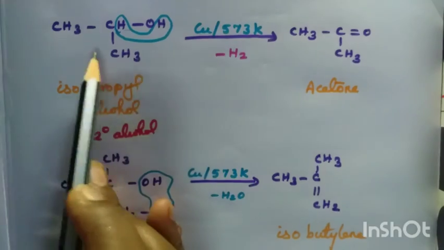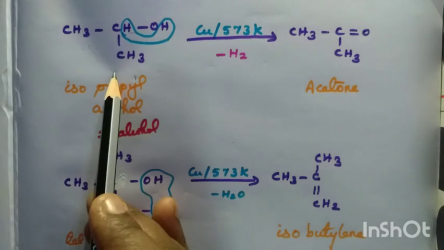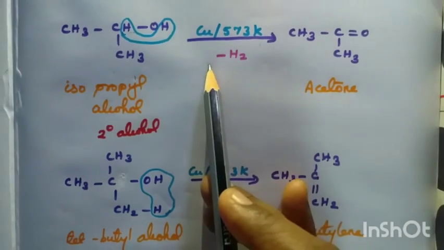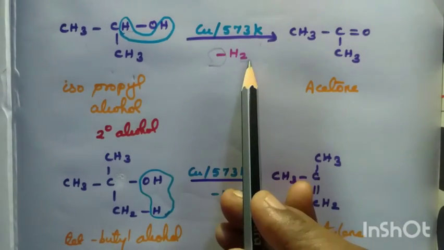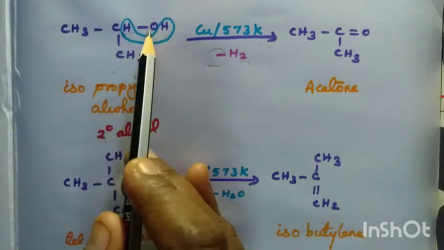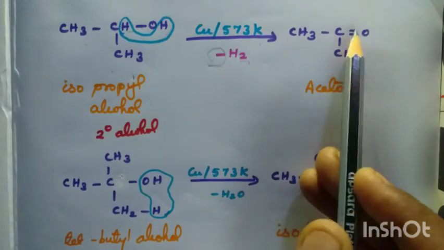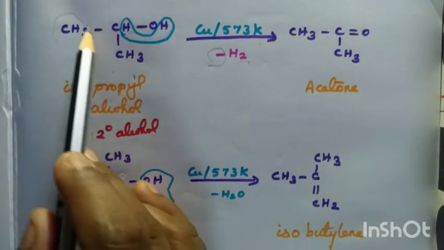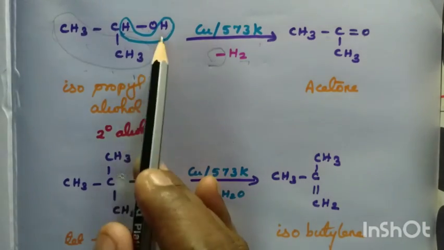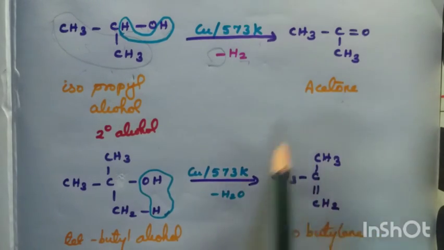The standard example for secondary alcohol is isopropyl alcohol, no? So CH3CHOHCH3, a secondary alcohol. Copper at 573 Kelvin is nothing but dehydrogenation, removal of hydrogen. So H2 goes out. If you remove any atom or group from the adjacent atom, you have to introduce one bond, so it becomes a double bond. So C double bond O. This is isopropyl: iso, three carbon atoms so propyl, alcohol. It is a secondary alcohol since it has CHOH. And this is acetone.